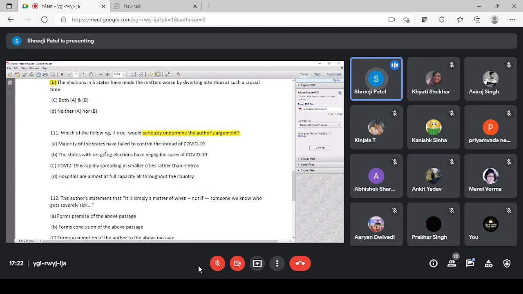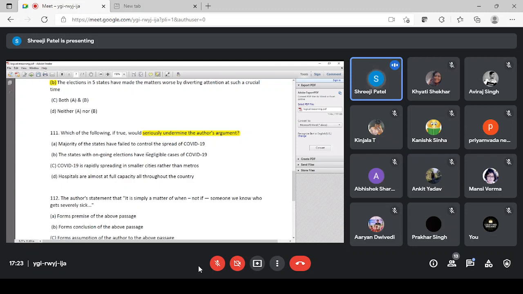Okay, so the first option shows majority of the states have failed to control the spread of COVID-19. We didn't... Okay, we'll see this option later because this might be our answer. But the second option is the states with ongoing elections have negligible cases of COVID-19. Here the states are arguing that we can go with the elections and the spread of COVID-19 wouldn't affect our daily life because lockdown is really affecting the business of many.